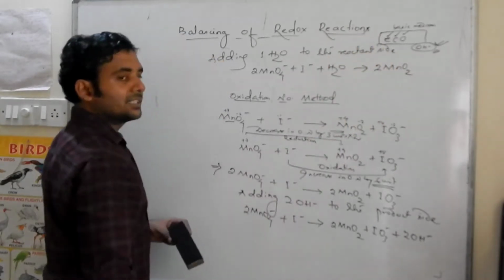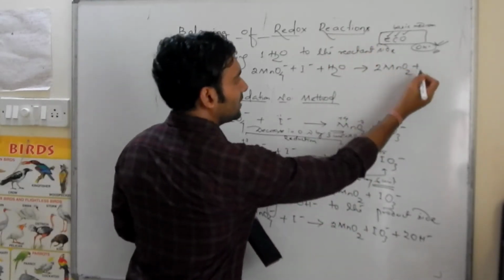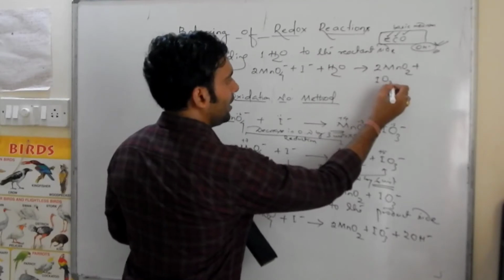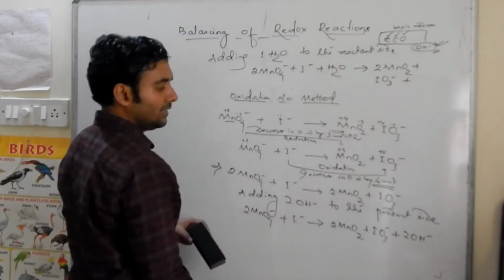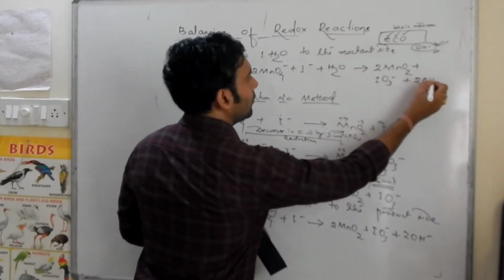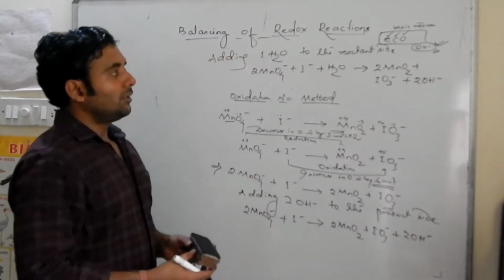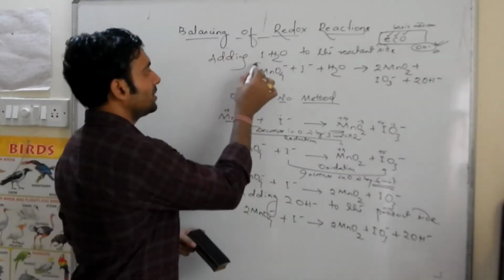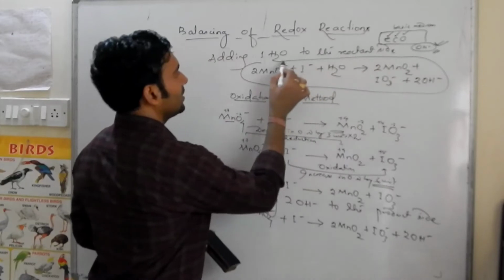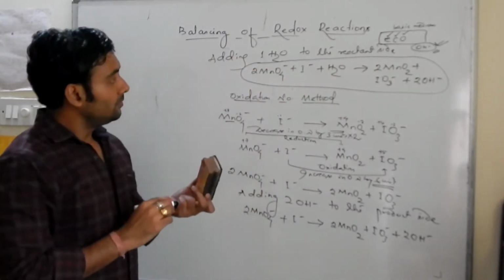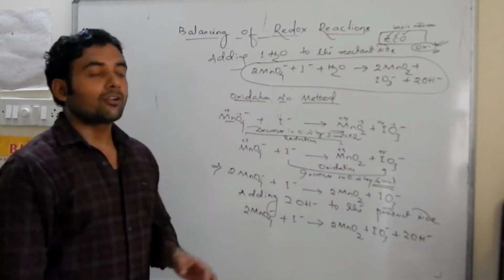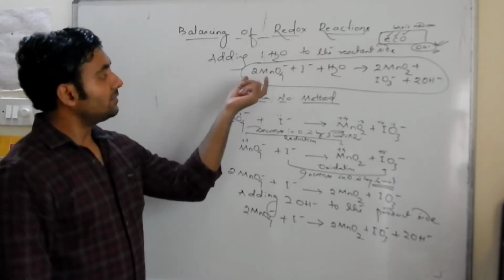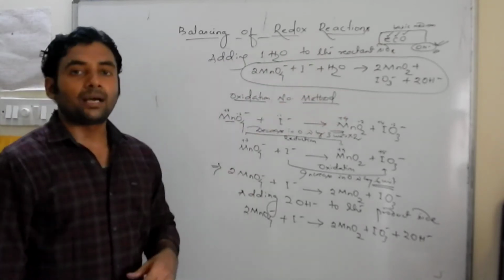of manganese dioxide plus IO3 minus iodate ion and 2 OH minus. Now this is the balanced equation of the given redox reaction. Now we have to verify whether it is correct or not. First see atom-wise whether they are balanced or not.